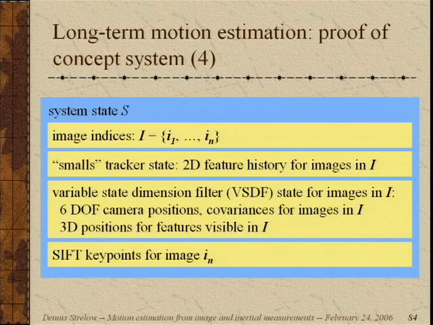Then there's a variable state dimension filter for the images in there. And again, if you've got, say, 1 through 50 and 75 through 100, you've got 6 off-camera position estimates and 3-dimensional positions of the points you tracked for 75 images. And then the last thing are just the SIFT key points for the most recent image, which we're going to extract and try to use to see if we've come back to a place where we were before.